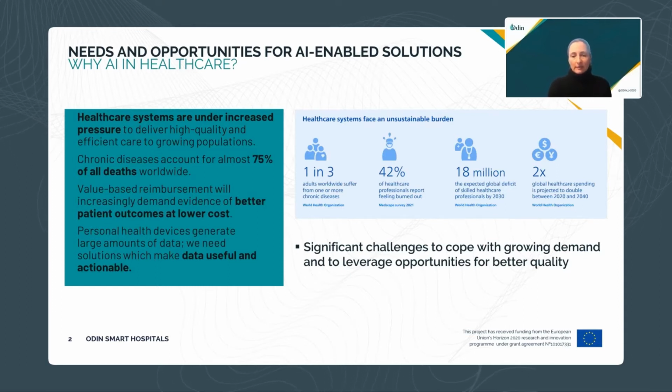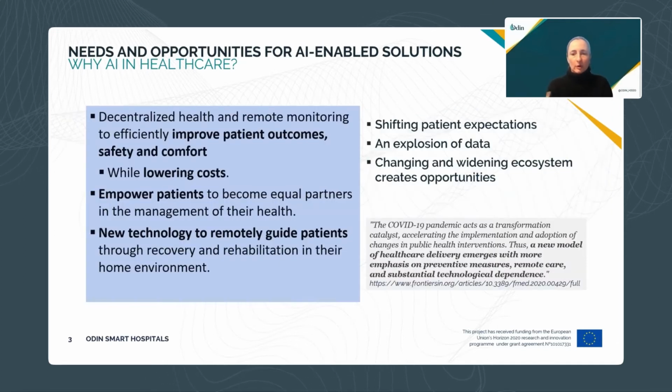So you can see on one side that there are significant challenges to cope with the growing demand with a shrinking workforce. And on the other side, you see that there are opportunities for better quality at a lower cost. On top of this overburdened system, we've all been going in the last 2 years through this COVID pandemic, which put even more pressure onto this system and actually forced it to shift towards a new model where there is more emphasis on prevention, there is more emphasis on remote care, and there is a higher uptake of technology into care. So actually what was demonstrated is that decentralized health and remote monitoring can help improve patient outcomes, their safety and their comfort, while as well helping to lower the costs of healthcare.